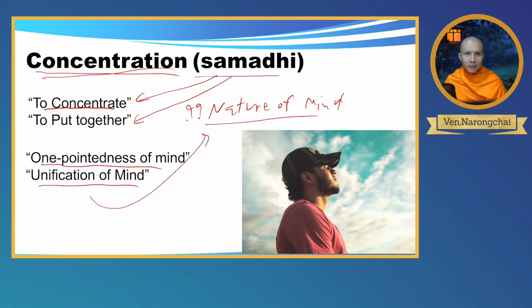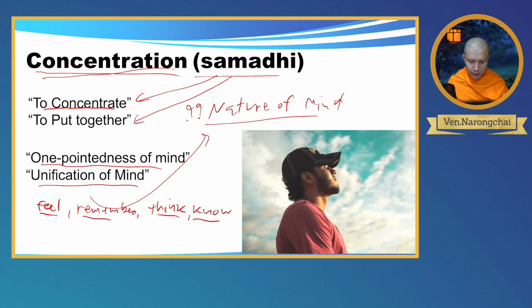And I did talk about the nature of the mind in the early session, but we can talk about it again later on. For now, this is the meaning of the word samadhi or meditation, which is to concentrate, to unify the mind. That means the mind has more than one factor that needs to be unified together. We talk about the nature of the mind because the mind has 4 things, right? The mind can feel, the mind can perceive or remember, the mind can think, and the mind can know.